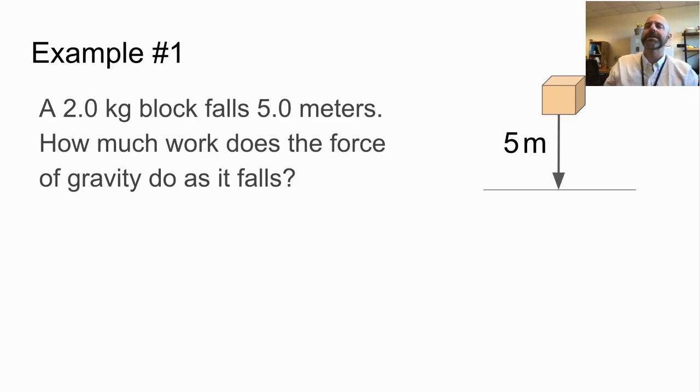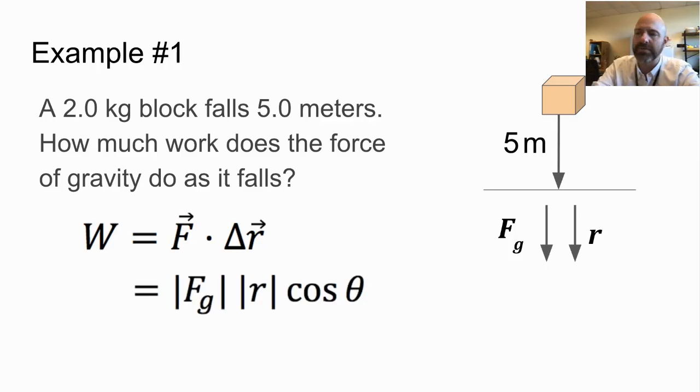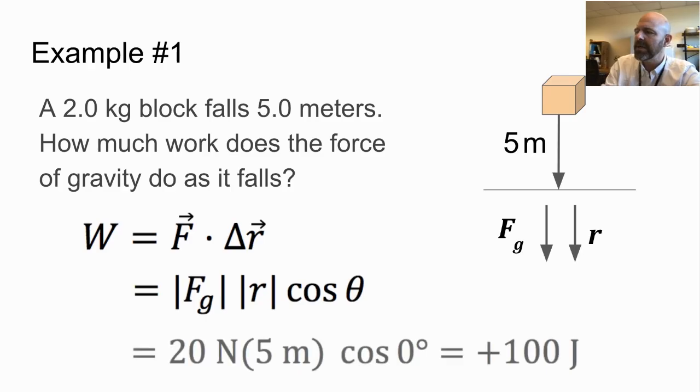So we can do a couple of example problems here. A 2 kilogram block falls 5 meters. How much work does the force of gravity do on the block? Those two are in the same direction. Therefore, they're going to have a cosine of 0 degrees, which gives us 20 newtons times 5 meters, or positive 100 joules of work.